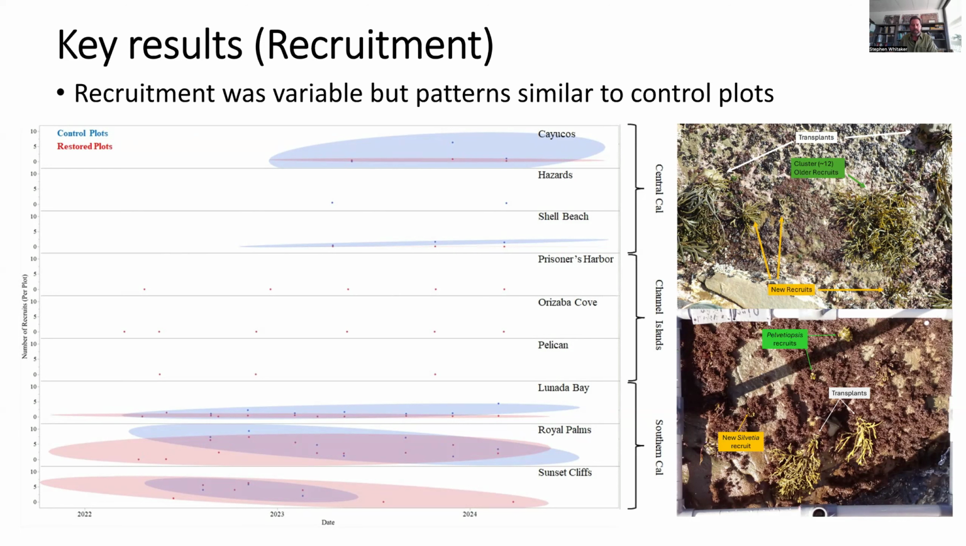And you can see the photos on the right just kind of give you a better idea of what we're looking for when we're looking at these plots. So in this case, the orange arrows in the orange box represent the location of new recruits. And then, the white arrows in the white box show where we put our transplants within these particular fixed plots.